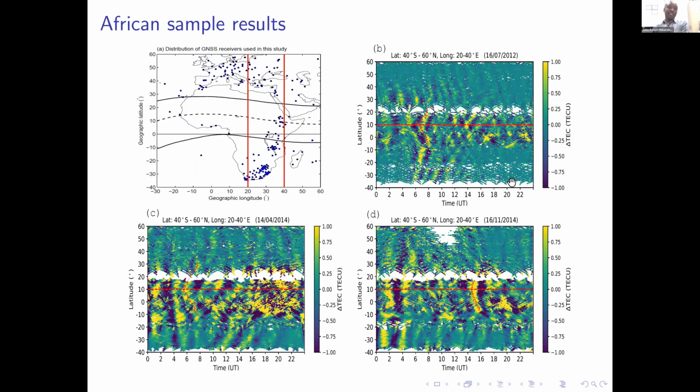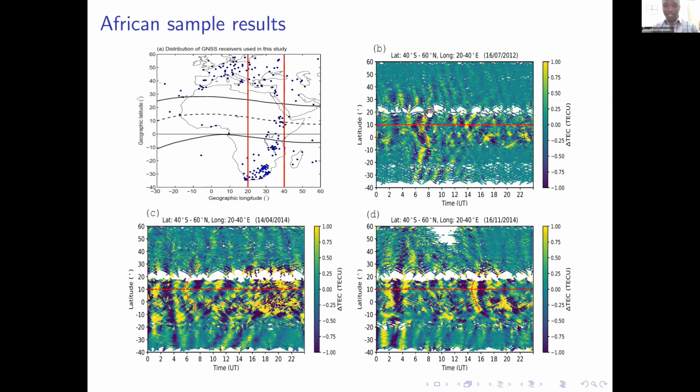We show a similar example over the African sector. Again, the African region is the one between the longitudinal sector we've covered is between 20 to 40 degrees east. And we'll look at part B again. And what we are showing is this one. So in essence, it does not matter whether you are looking at enhancements or whether you're looking at depletions. For the case of the African sector, for example, look at 10 degrees north. That's approximate of the geomagnetic equator.